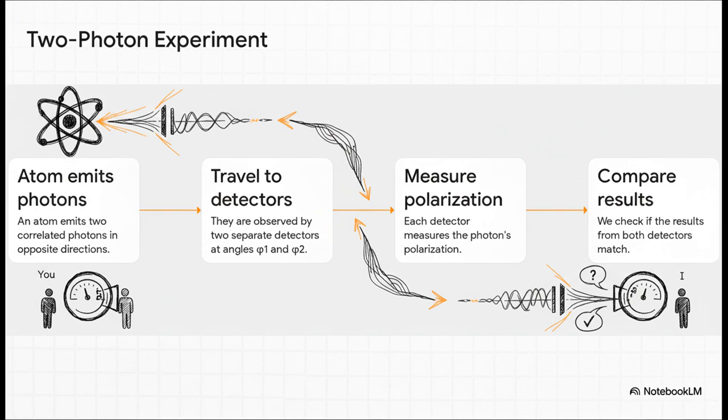You have an atom that spits out two photons that are quantum mechanically linked, kind of like twins. They fly off in opposite directions. You're at one detector, I'm at the other. We can each set our detectors to any angle we want to measure a property called polarization. After a bunch of measurements, we call each other up and see how often our results matched.